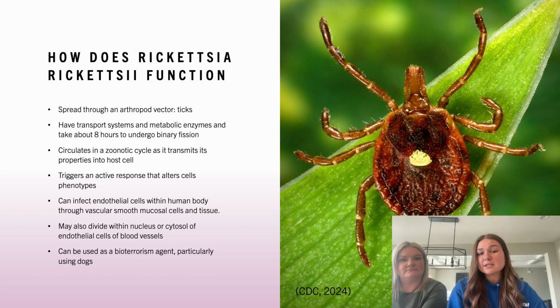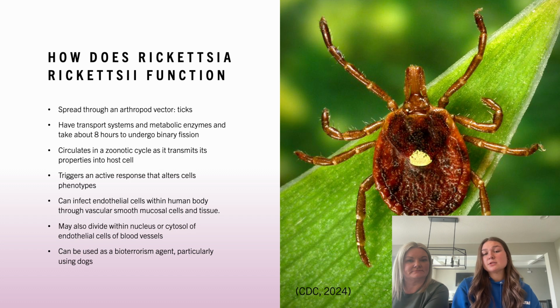So as we talked about before, it's spread through an arthropod vector, which are ticks. They have transport systems and metabolic enzymes and take about 8 hours to undergo binary fission, which is the way they divide as a bacterial cell. It circulates in a zoonotic cycle as it transmits its properties into a host cell.